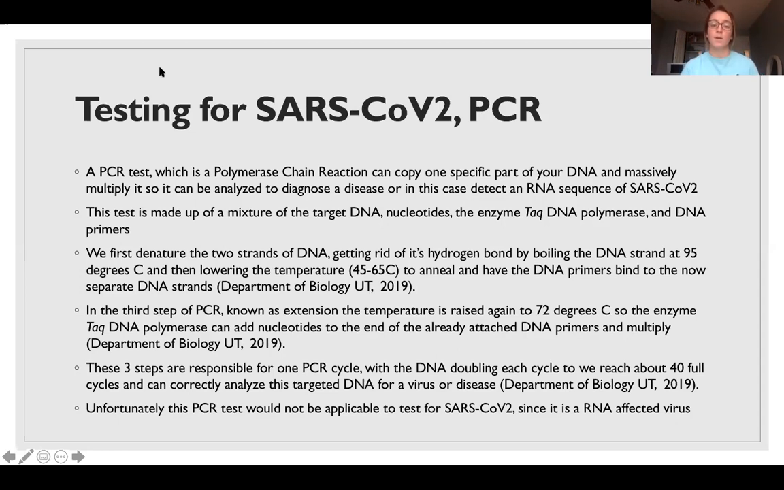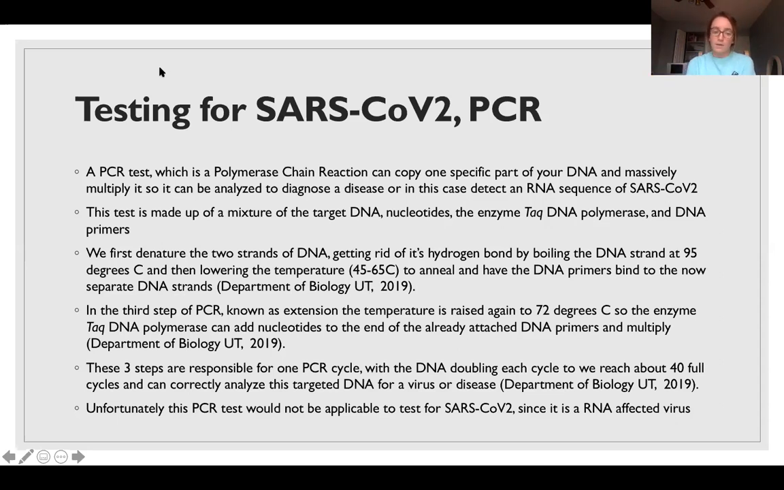This test is made up of a mixture of target DNA, nucleotides, an enzyme called Taq DNA polymerase, and DNA primers. So basically, the first thing we do is denature the two strands of DNA, getting rid of its hydrogen bonds by boiling the DNA strand at 95 degrees Celsius, which makes the hydrogen bonds go away. So we just have the two strands. And then we lower the temperature to about 45 to 65 degrees Celsius to anneal, and the DNA primers that we know are in the mixture now bind to the separate DNA strands and take the place of the hydrogen bonds that were previously boiled off.